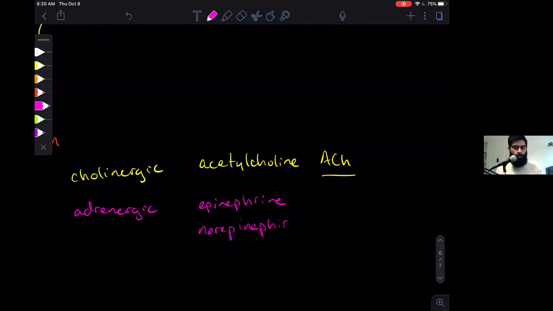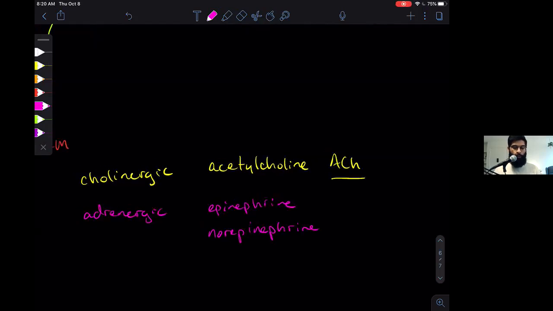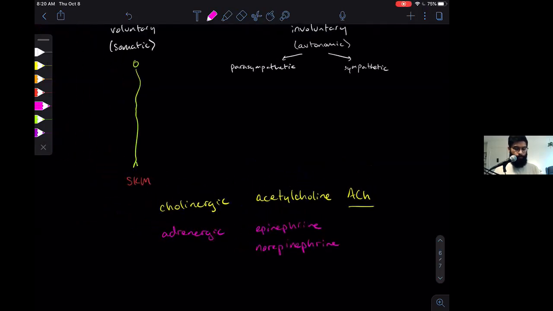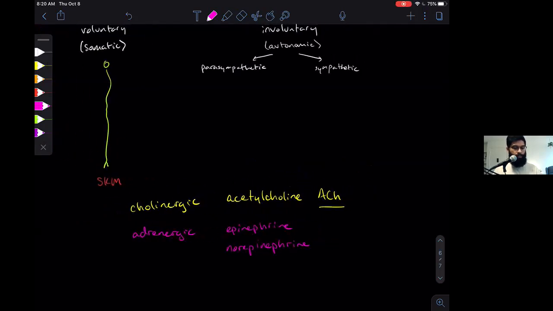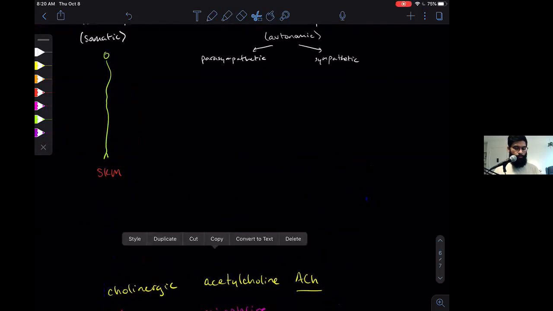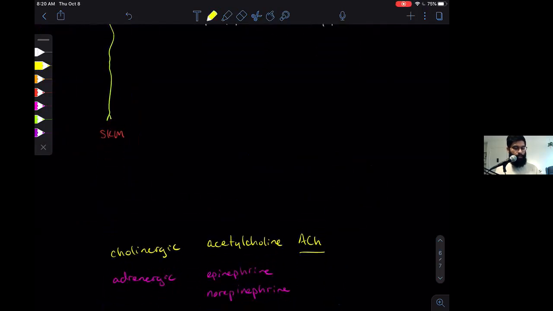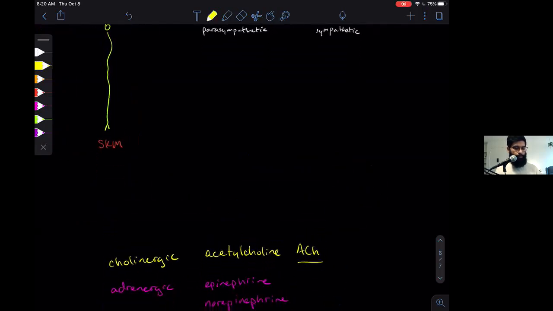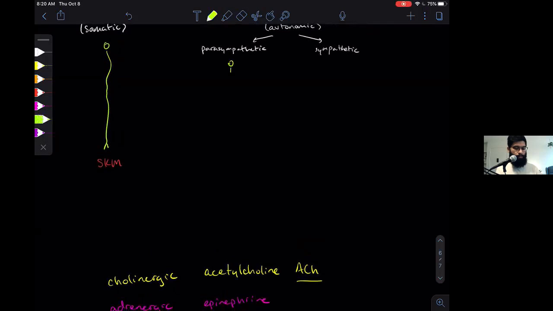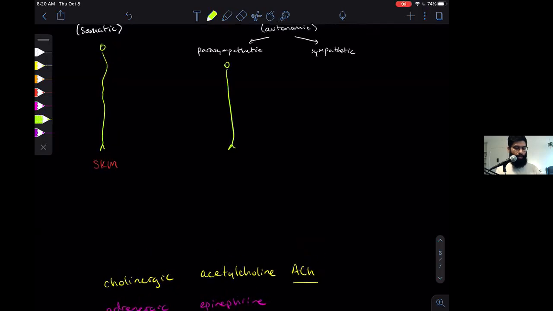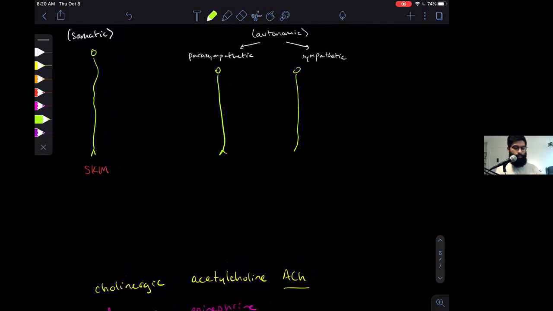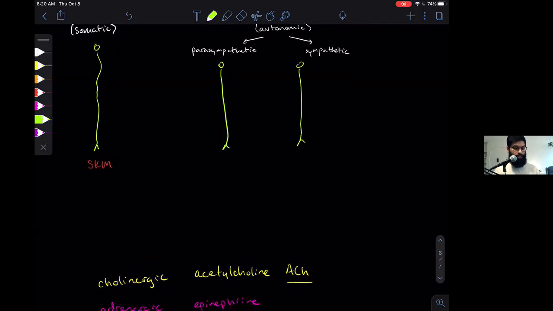Norepinephrine. So these are the two adrenergic neurotransmitters that we will see at the effector sites. All right, so if we're going to divide things up like that, how it's going to look is the parasympathetics, the somatics, and some of the sympathetics are going to be cholinergic at the effector site.